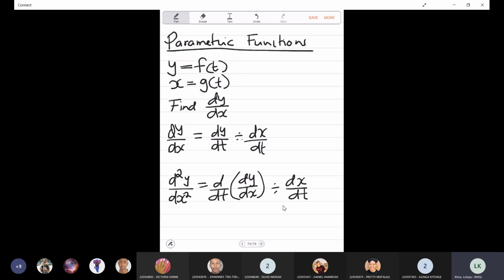So we can use that to work out the derivatives of some functions. Like I said, here we're given x in terms of one variable, y is in terms of that same variable, and then we want to find what is the rate of change of y with respect to x.